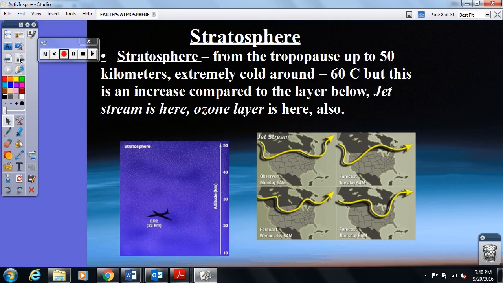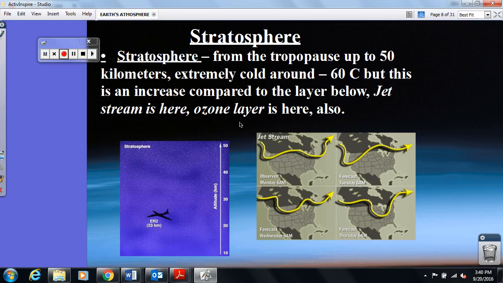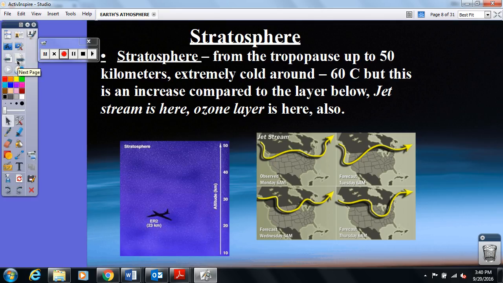Okay, the next layer up is where airplanes are flying. It's the stratosphere. This is from the tropopause to about 50 kilometers up. It's really cold, negative 60 degrees Celsius. The jet stream is here, and so is the ozone layer. The ozone layer is what's causing the stratosphere to be as warm as it is. I know negative 60 sounds really cold, but it's actually considerably warmer than the top of the troposphere.